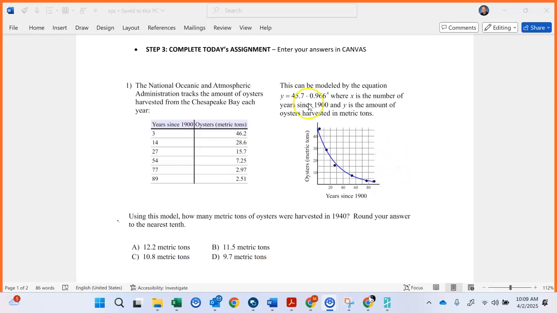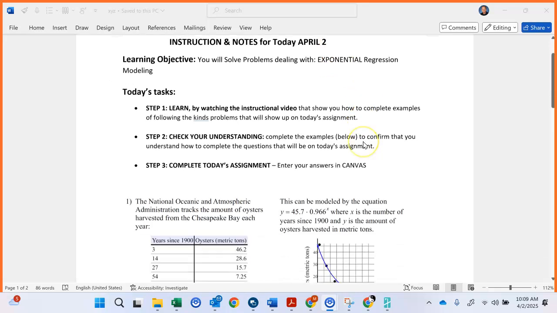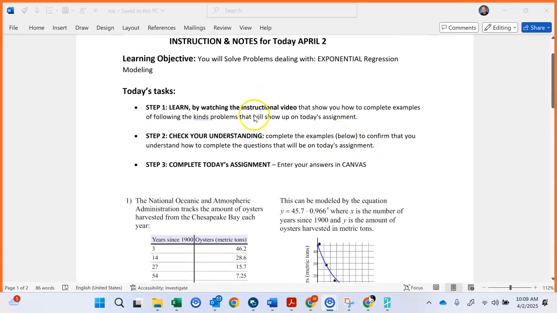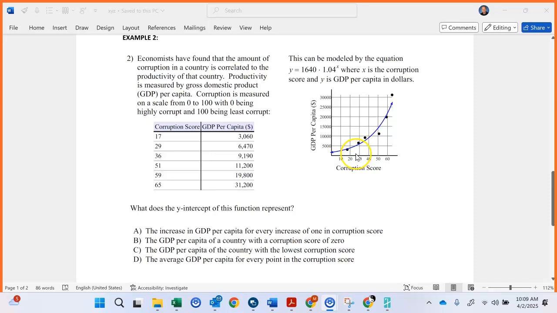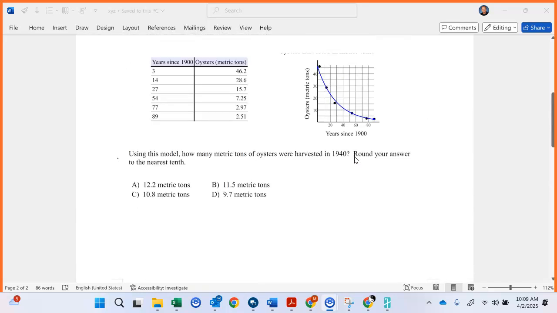So, okay, this is the assignment today. I'm going over the notes. It says April 2nd, but you may be doing it on a different day. The first thing is these first three questions are example questions that'll show up on the assignment. The answers are below, but we're not going to look at them yet.